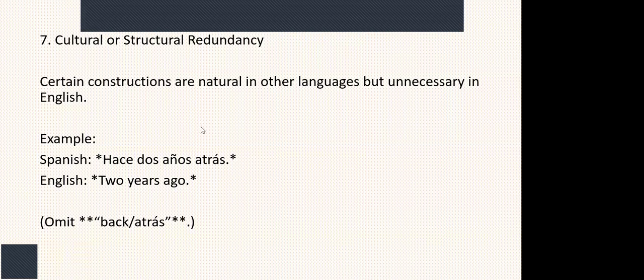Another case is also cultural or structural redundancy, right? Certain constructions are natural in other languages, but unnecessary in English. Look here, Spanish: "hace 2 años atrás." In English it's "2 years ago." We have to omit that "back," or "atrás." It's redundancy.